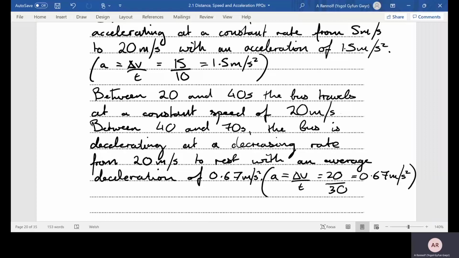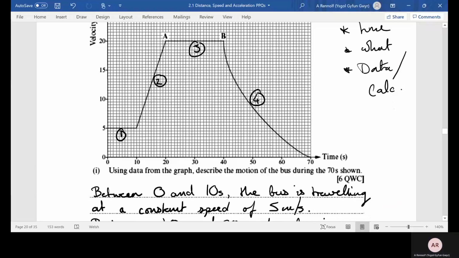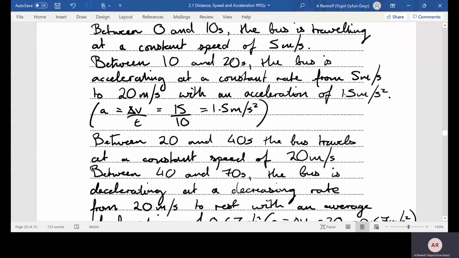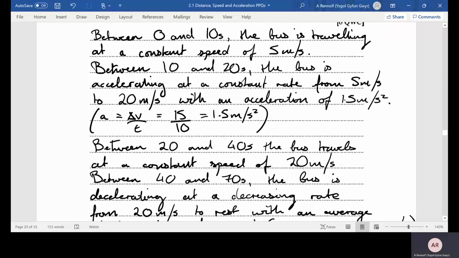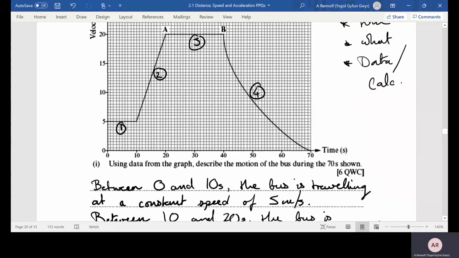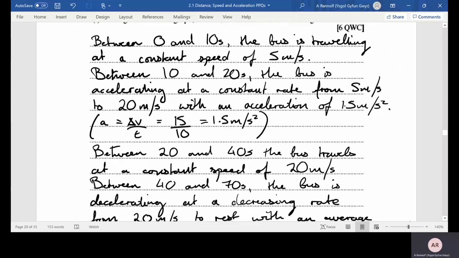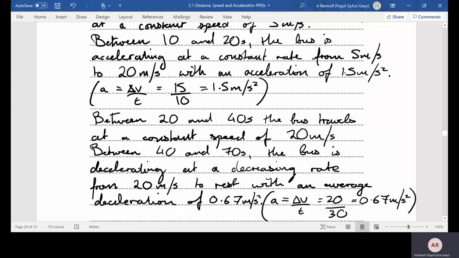Okay, so let's just check. For each section of the graph, we've used time intervals between 0 and 10, between 10 and 20, between 20 and 40, between 40 and 70. We've explained what's happening in each section: constant speed, constant acceleration, constant speed, deceleration at a decreasing rate. And then we've given data and calculation to support each of our answers.